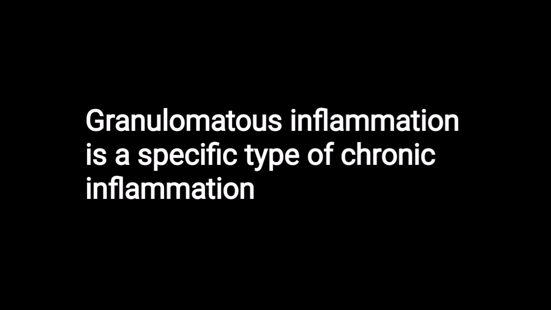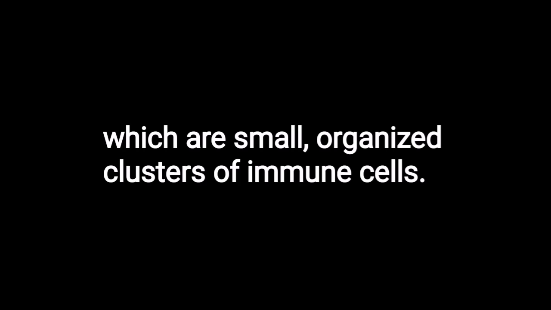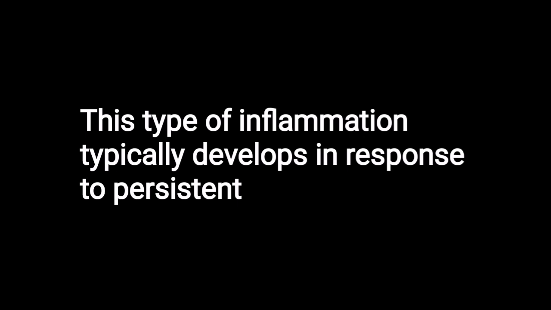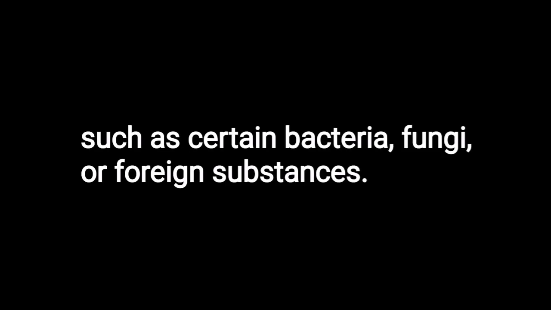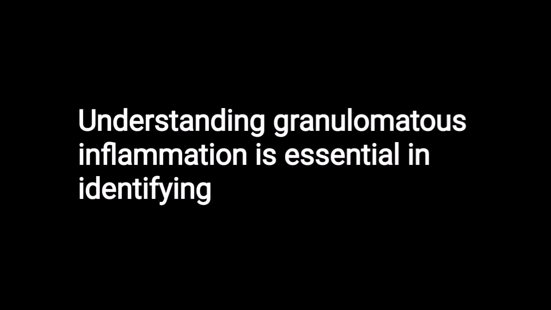Granulomatous inflammation is a specific type of chronic inflammation characterized by the formation of granulomas, which are small, organized clusters of immune cells. This type of inflammation typically develops in response to persistent irritants or pathogens that the immune system has difficulty eliminating, such as certain bacteria, fungi, or foreign substances. Granulomas serve as a protective mechanism, attempting to isolate and contain these persistent agents to prevent further tissue damage. Understanding granulomatous inflammation is essential in identifying and managing various chronic diseases.